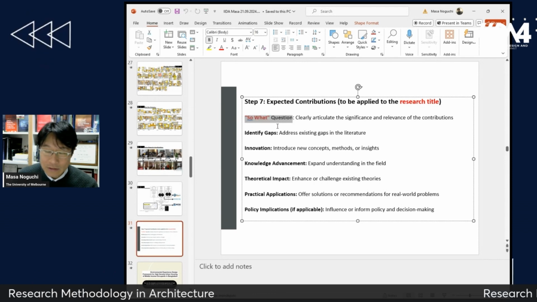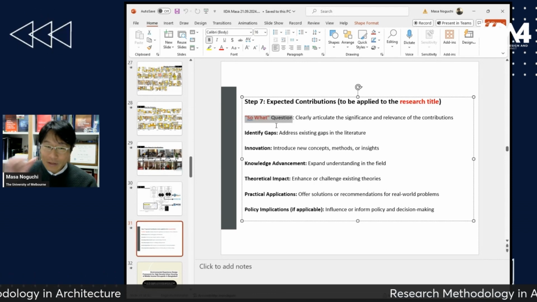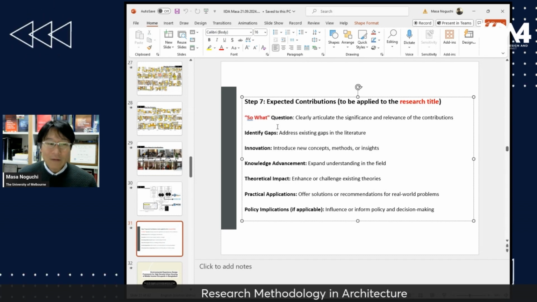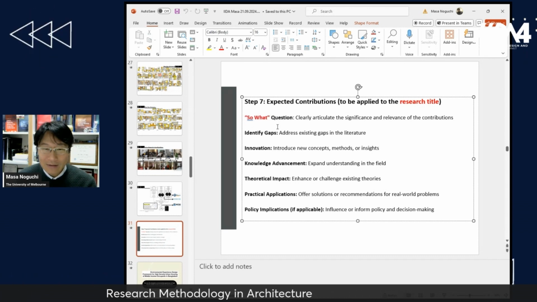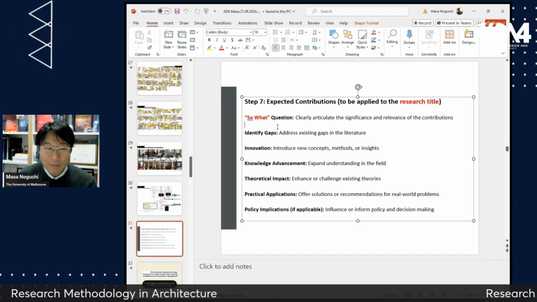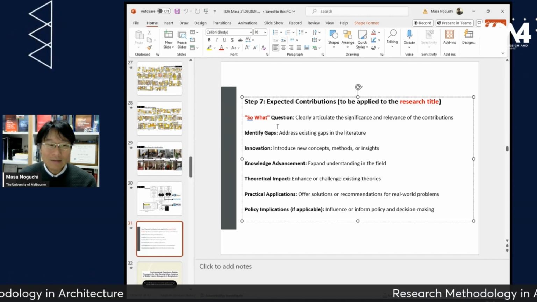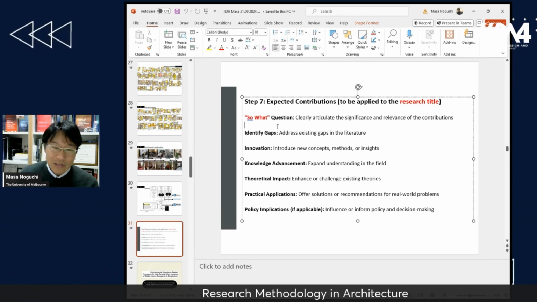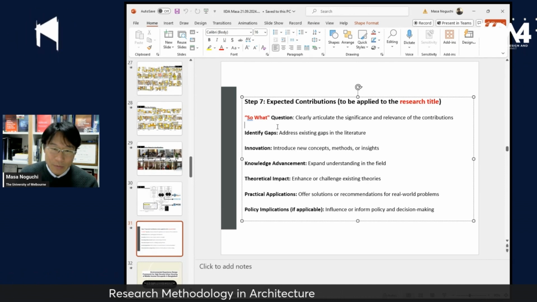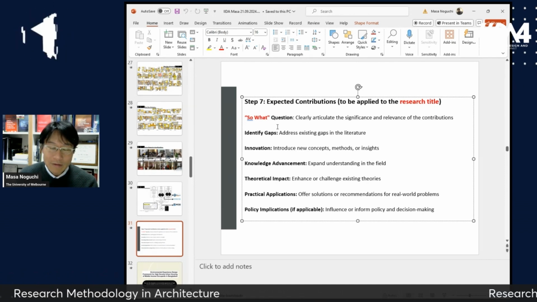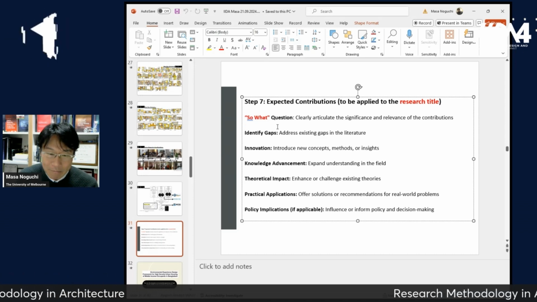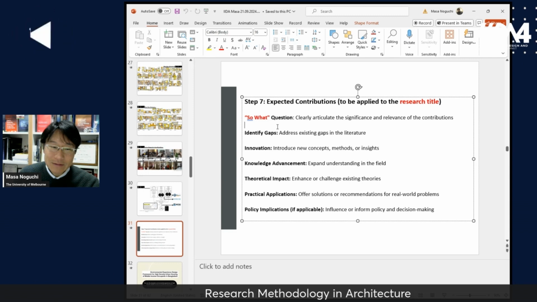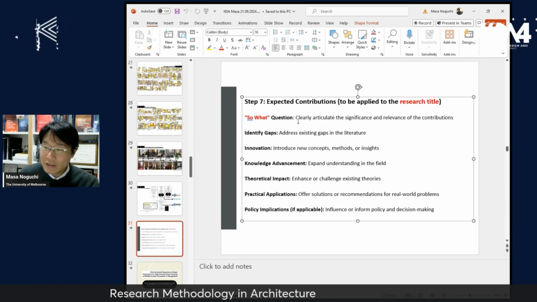So what questions? Okay. You need to do the research, and the research needs to answer, so what? After you conduct the research and people ask you, so what? So what can I learn from it? It doesn't work. Therefore, when you're shaping the research idea, the research proposal, we always pay attention to these simple questions. So what? So what questions?